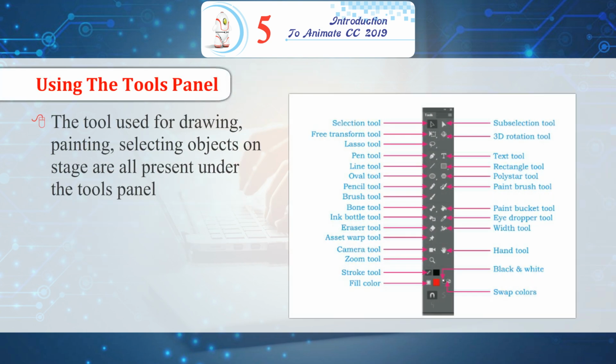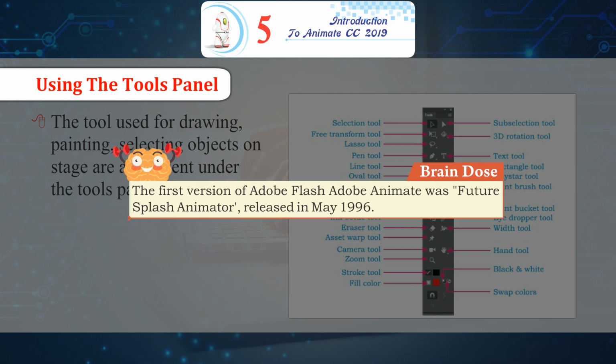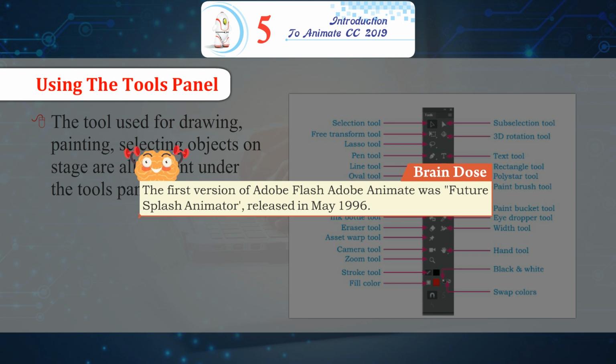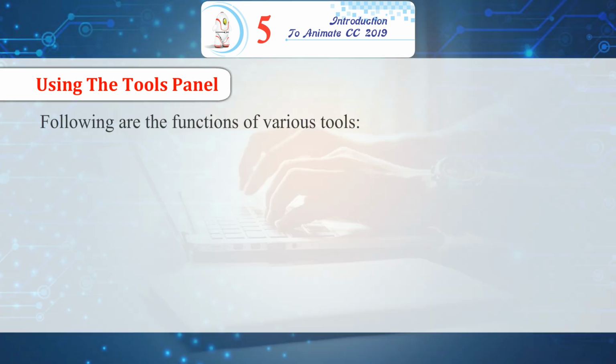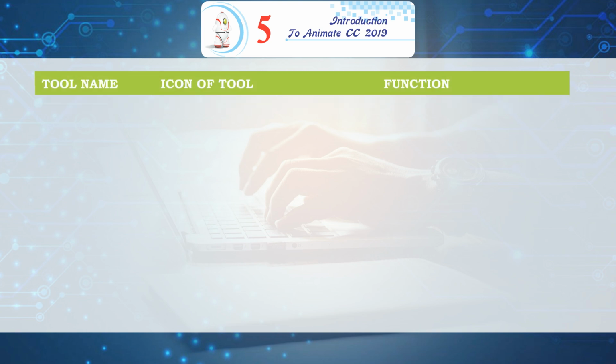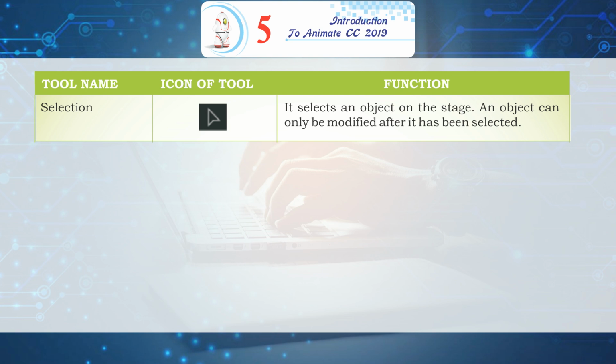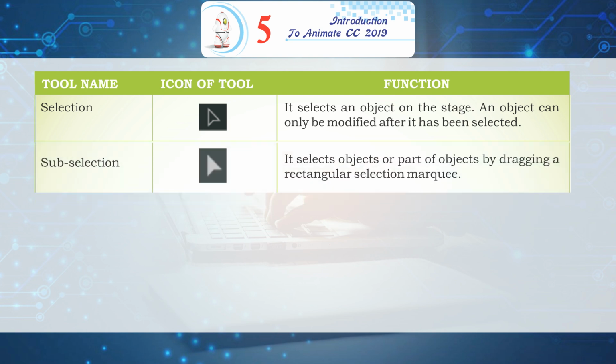Using the Tools panel. The tools used for drawing, painting, and selecting objects on the stage are all present under the Tools panel. Brain dose. The first version of Adobe Animate was FutureSplash Animator, released in May 1996. Following are the functions of various tools. Tool name, icon of tool, function. Selection. It selects an object on the stage. An object can only be modified after it has been selected.